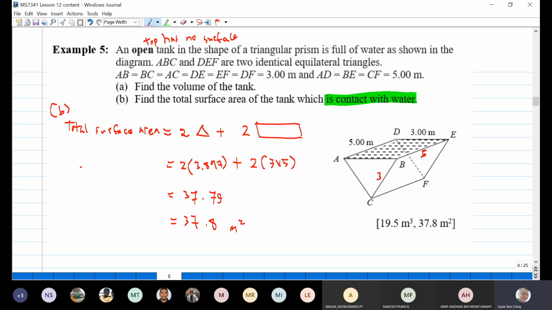Two triangles are in contact with water, and then two rectangles are in contact with water. The top has no surface, so the top surface doesn't need to be counted. So this is example 5. Okay, now let's move on to the next one.